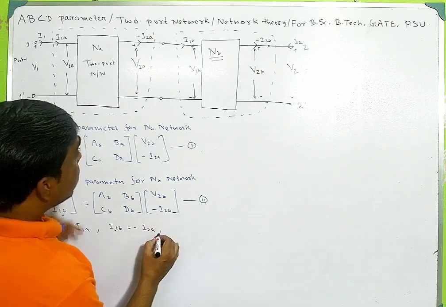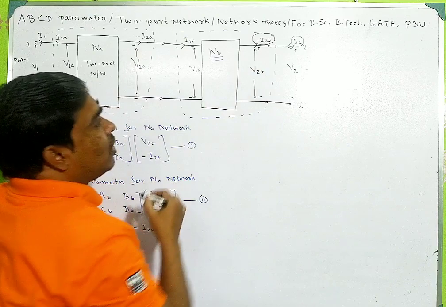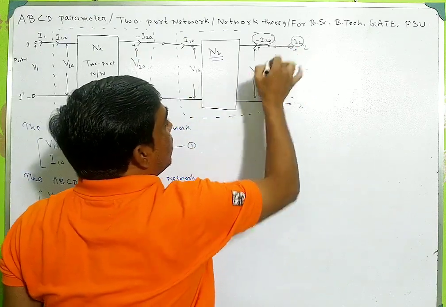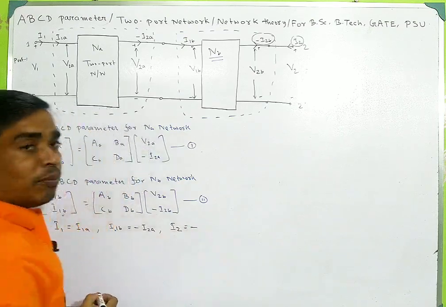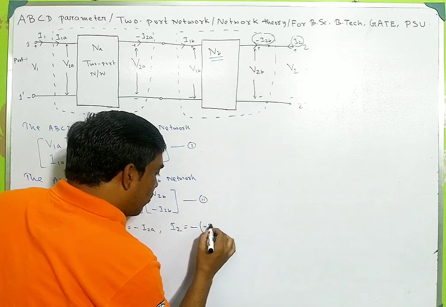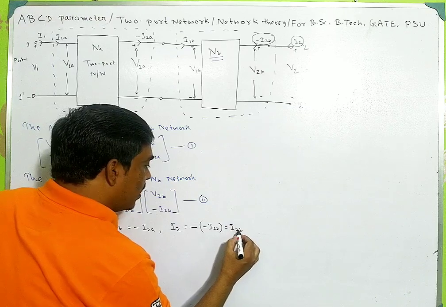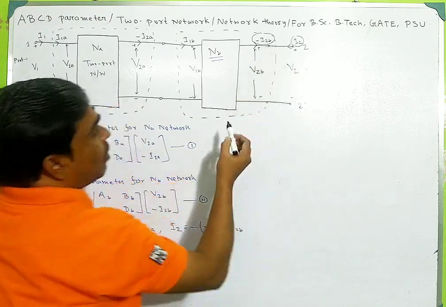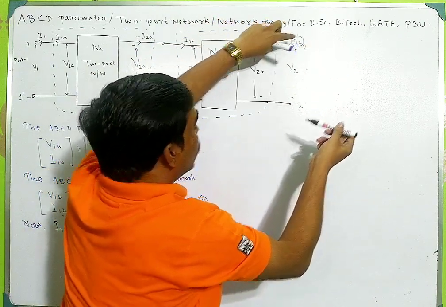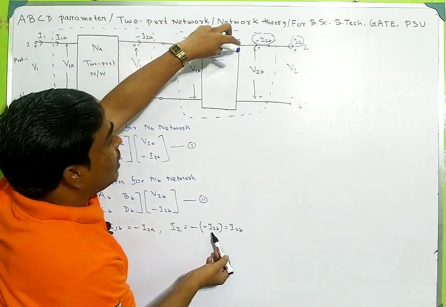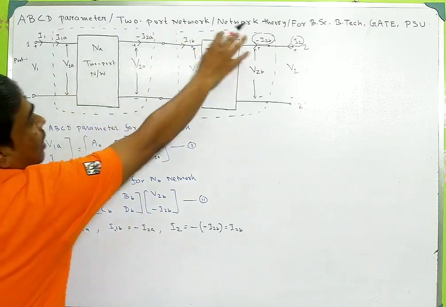Now this is the current I2 and this is minus I2B. Both directions are opposite, so we can write that I2 is equal to minus of minus I2B, since this direction is opposite. So it is given by plus I2B. So these two currents are equal because both currents are in opposite direction. This is minus I2B and this is I2. So I2 is given by minus of minus I2B, that means I2B. So this is the relation of the currents.